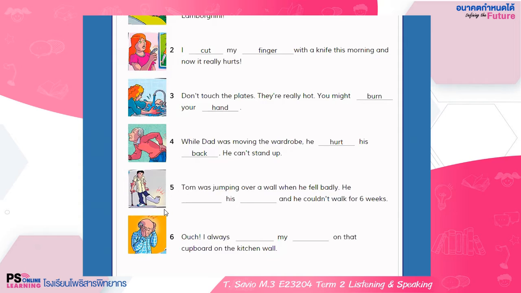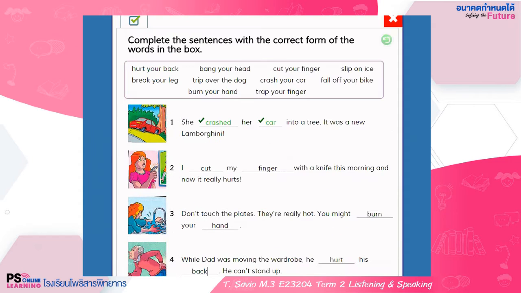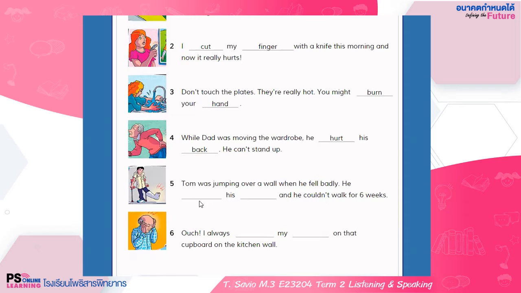Number 5. Tom was jumping over a wall when he fell badly. And he couldn't walk for 6 weeks. Break your leg. But here we have to use it in the past tense. He broke his leg. Tom was jumping over a wall when he fell badly. He broke his leg and he couldn't walk for 6 weeks.